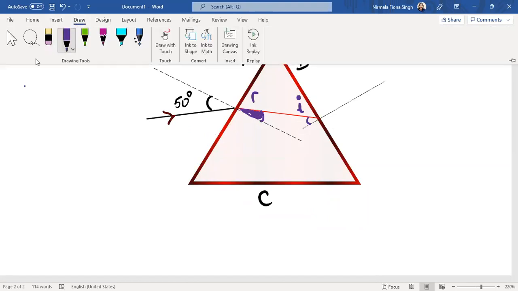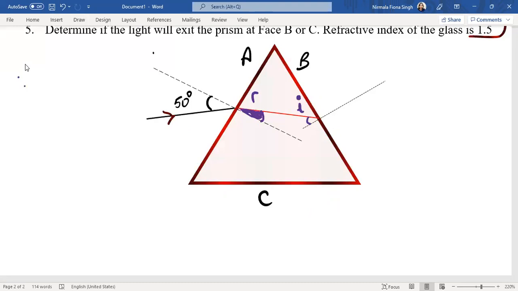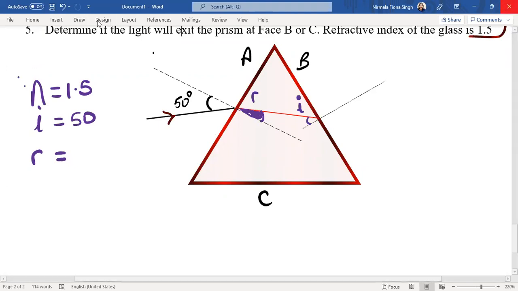This is an application of everything we've done for the day. So if I know n is equal to 1.5 and I know I is equal to 50, work out R for me really quickly. Let me just pause the video. All right, let's work out R really quickly.